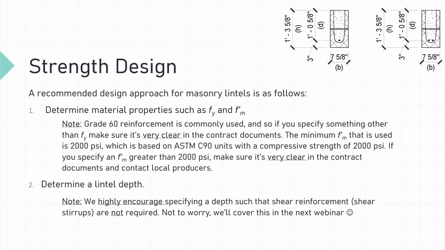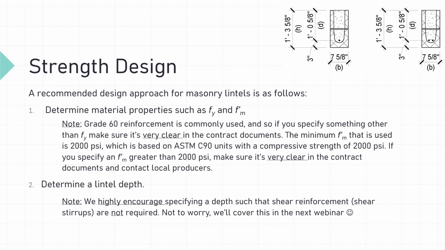If you want to specify something other than grade 60 reinforcement, make sure it's very clear in the contract documents. I ran into a condition on a project where they needed a different yield stress and it was weldable reinforcement, and it wasn't very clear in the diagrams and it turned into a whole issue. So grade 60 is industry standard. If you want to specify something other than that, make sure it's very clear as to why and what you're specifying.